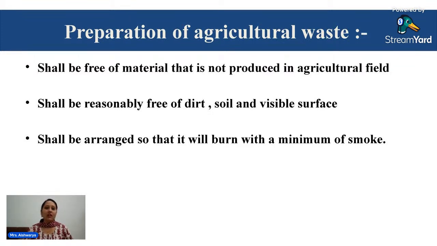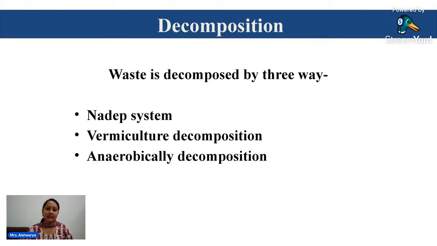The next process is the decomposition process. Waste is decomposed in three ways. First is the Nadep system, second is vermiculture decomposition, and third is anaerobic decomposition.